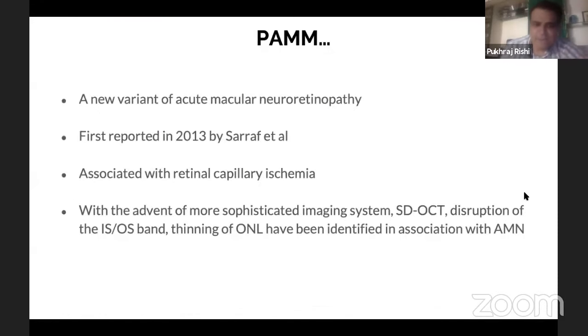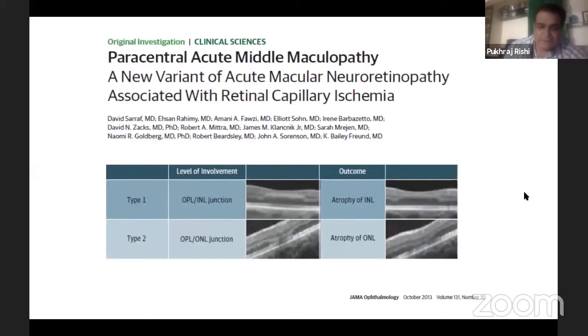So PAM is a new variant of acute macular neuroretinopathy. So it is now classified into type 1 and type 2. Here, as we can see, the type 1 is more superficial or in the inner retina. The type 2 is in the outer retina. So here you can see there is atrophy of the inner nuclear layer in the type 1, and there is atrophy of the outer nuclear layer in type 2.